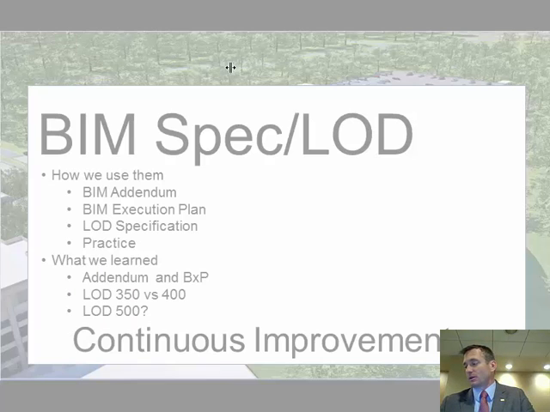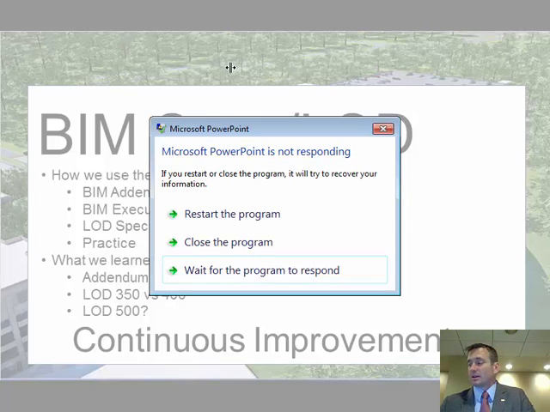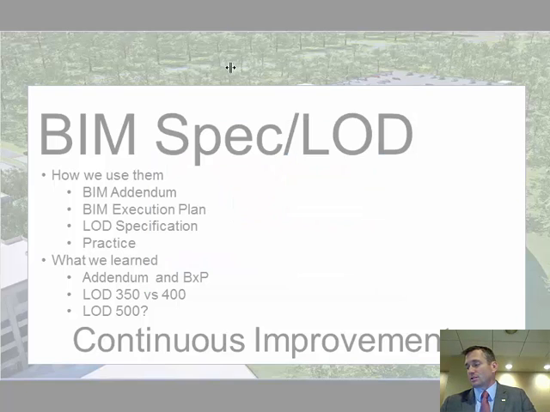Let's see if I'm going to get anywhere yet. I am not. All right. Close, restart. We're going to respond. Let's see what we do here. Let's try, wait for just a moment.